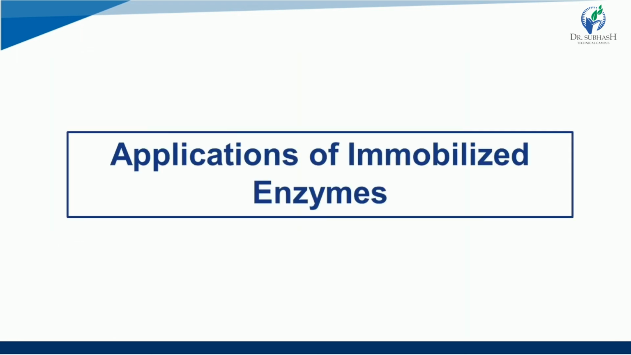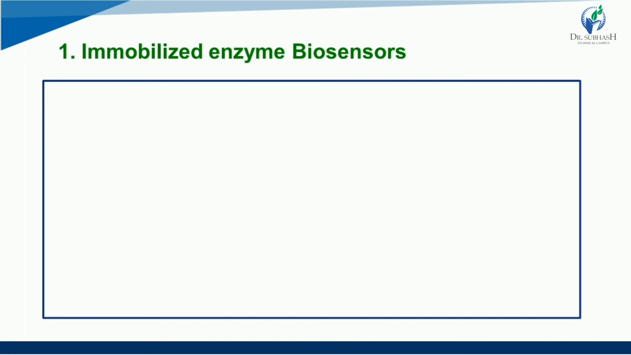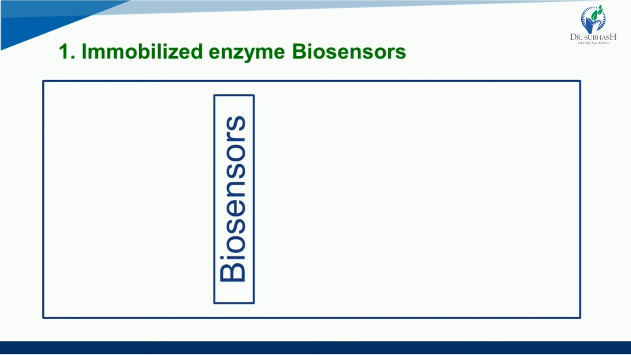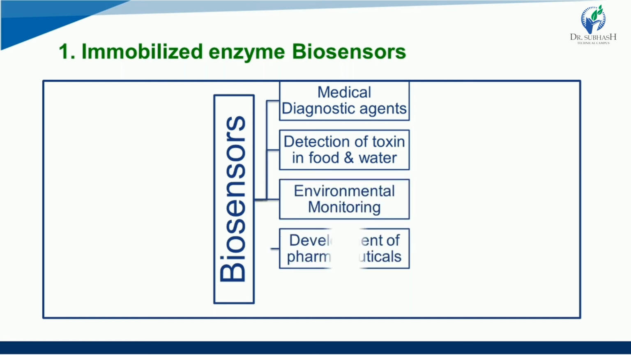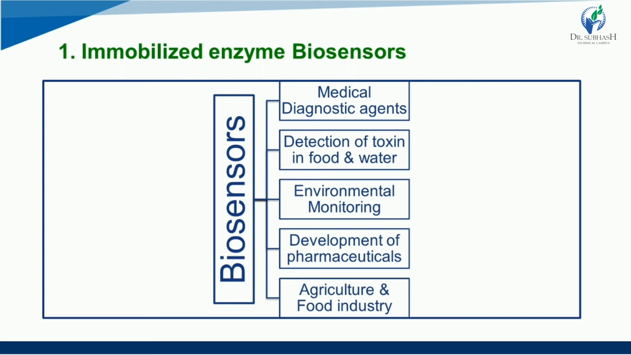Now, last but not least, the section is about the application of immobilized enzymes. Let us see one by one. Immobilized enzyme biosensors. Yes. So for biosensors, the first is medical diagnostic agents, then detection of toxins in food and water, environmental monitoring, development of pharmaceuticals, and the agriculture and food industry.